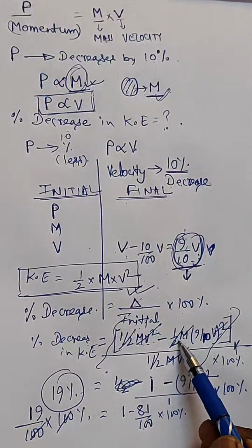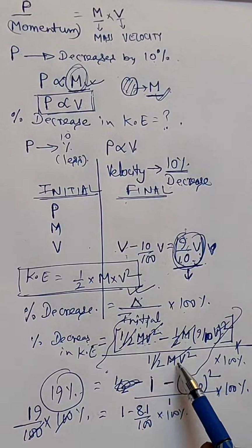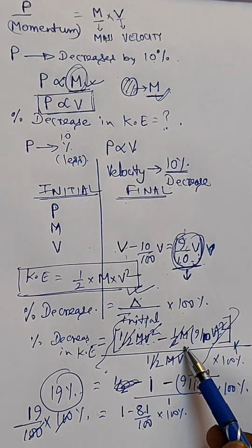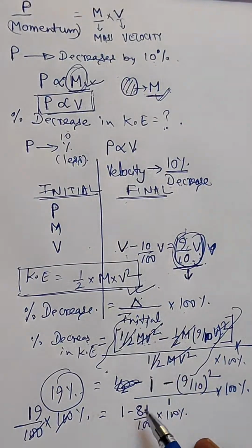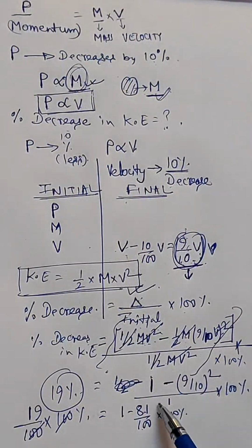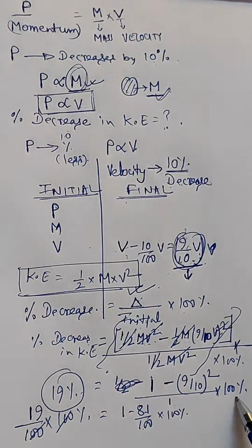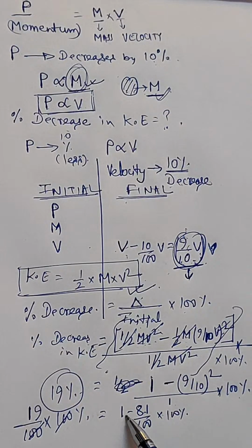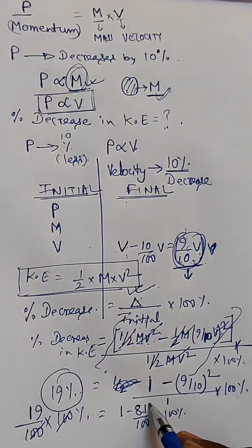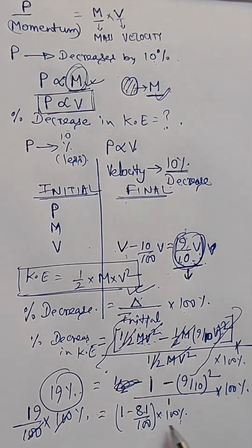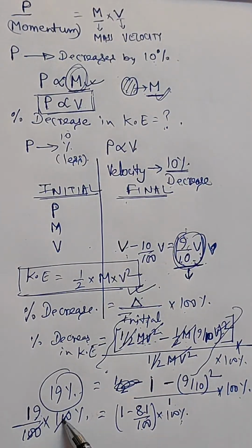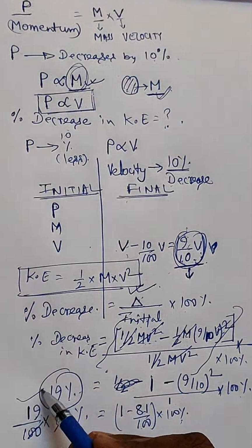This will be the change divided by the initial, that is half mv square. So half mv square taken common across all the three terms, and we are left with 1 minus 9 by 10 whole square by 1 into 100%. So this is the percentage decrease in kinetic energy. When we solve it, you will have 1 minus 81 by 100, into 100%, and this will give you, when you solve it, 19 by 100 into 100%, which will give you the final value of 19%.